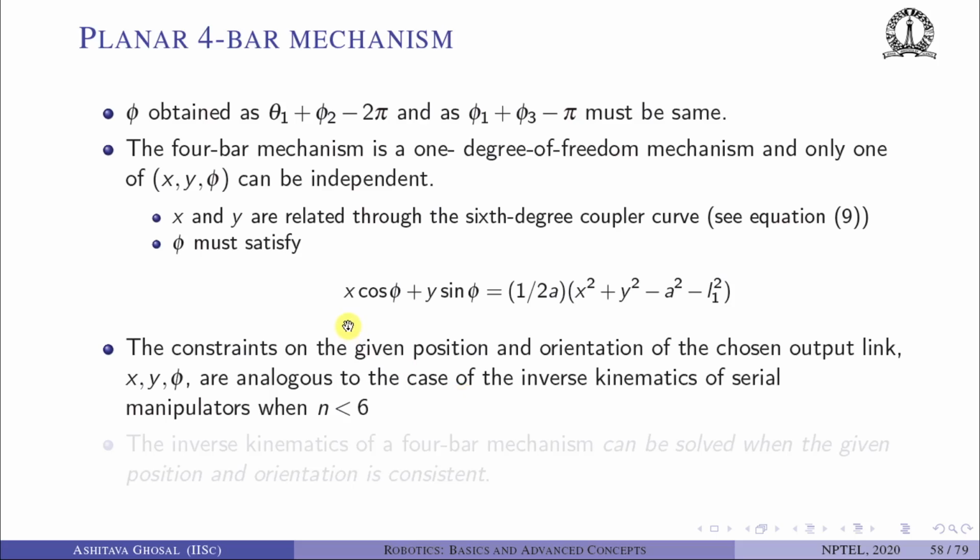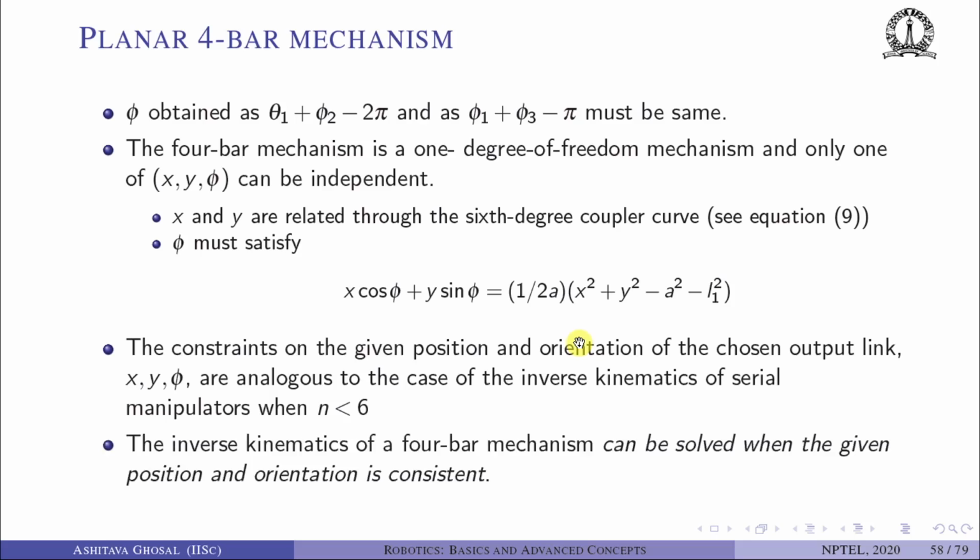So in this case, the x, y, and phi which you give me of a point on the coupler must satisfy the 6-degree coupler curve and also this equation. Otherwise it is not a consistent problem. We cannot solve an inverse kinematics of a point which is not on the coupler curve. So the inverse kinematics of a 4-bar mechanism can be solved when the given position and orientation is consistent.